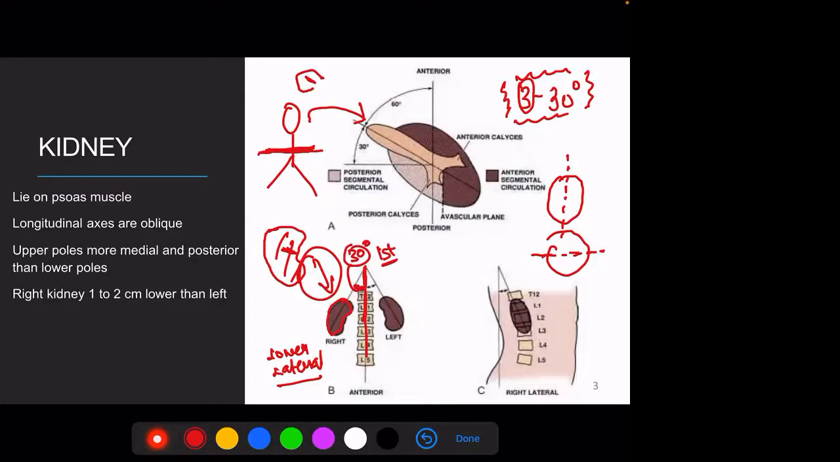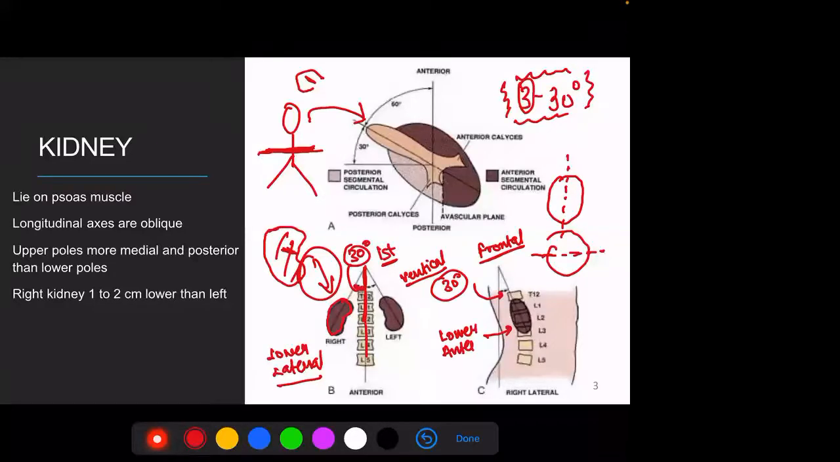Then the frontal plane, with the patient in the lying down position. We see the kidney with the frontal plane. This is a vertical plane, and this is a frontal plane. With the frontal plane also, the kidney is lying with the lower pole more towards the anterior side. So the lower pole is anterior, and this is the second 30-degree.